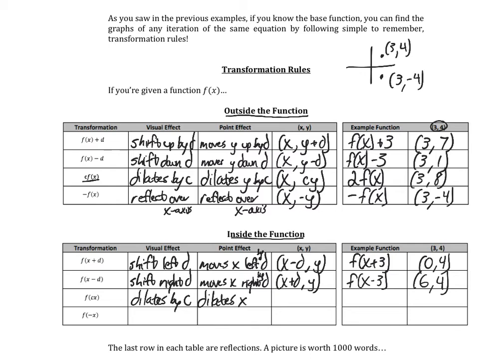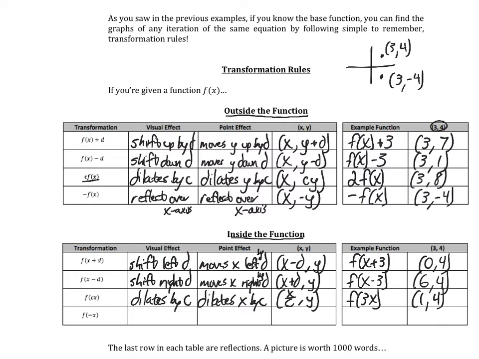So it dilates x by c, meaning what's going to happen to my point? It's actually going to be divided. It's going to be x over c, comma y in this case. Okay, x over c. I'll go into more detail again on that in our next class, but for now, just remember it's x over c, comma y. We're going to divide. It's kind of counterintuitive again. So f of 3x. Okay, what's going to happen to 3, 4? Well, if we divide 3 by 3, my new point's going to be 1, 4.